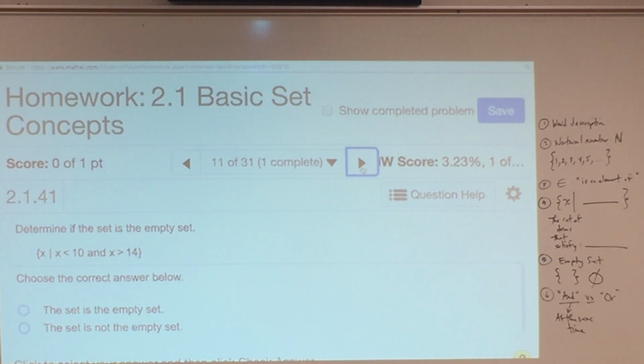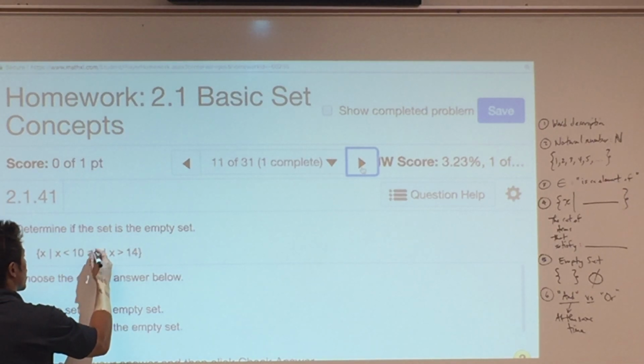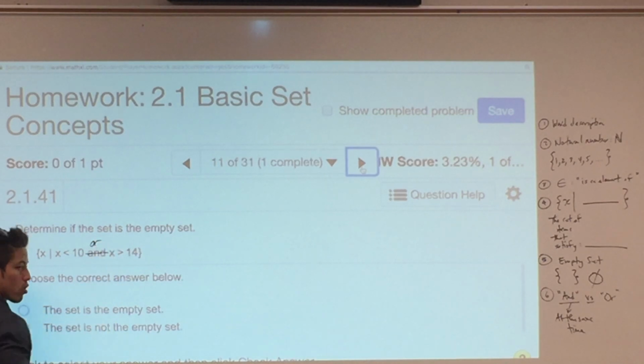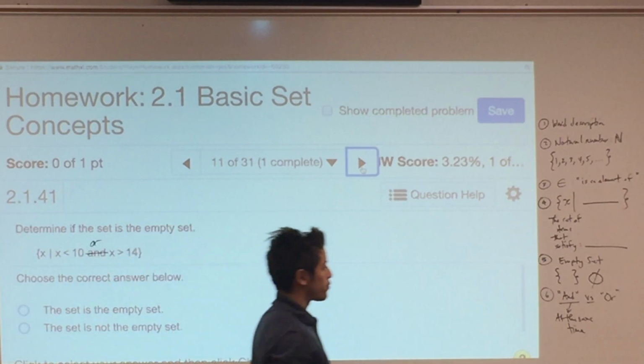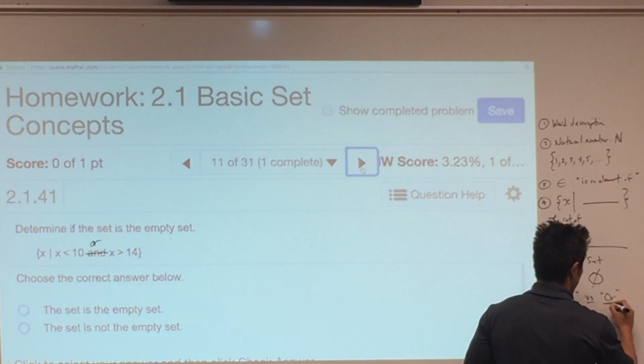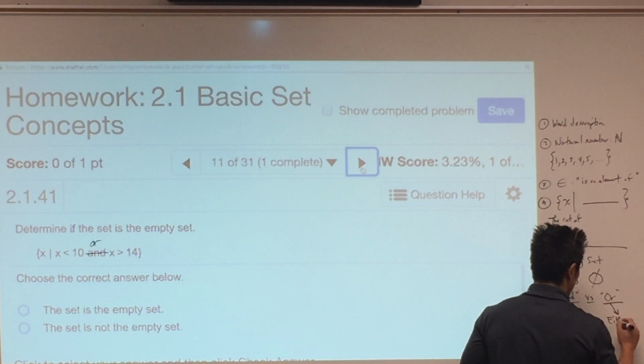Now, let's pause for a moment, and if we were to change this to the word or, that means that you could satisfy either criteria.